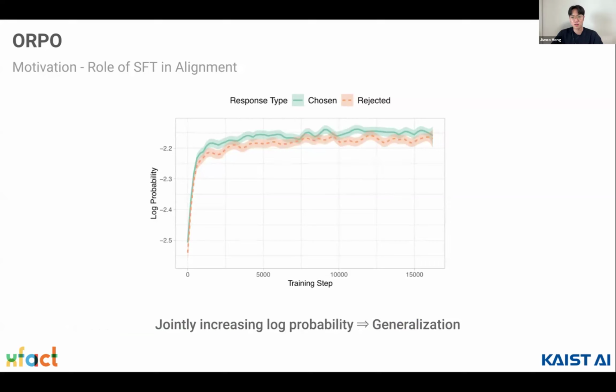However, in the context of language modeling or solving downstream tasks, jointly increasing log probability is often called generalization, even though we just train the model on a small subset of the desired domain. The general log probability goes up and the language model can do whatever in general. So we call it generalization.